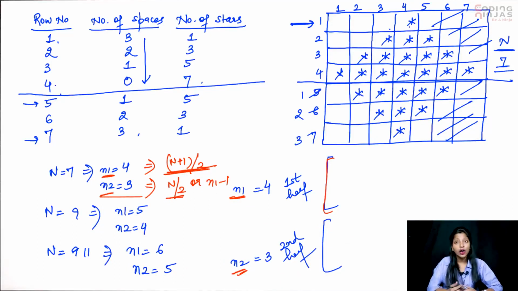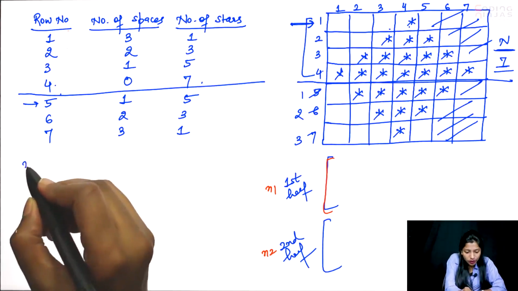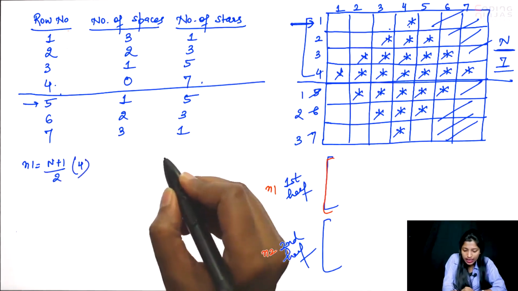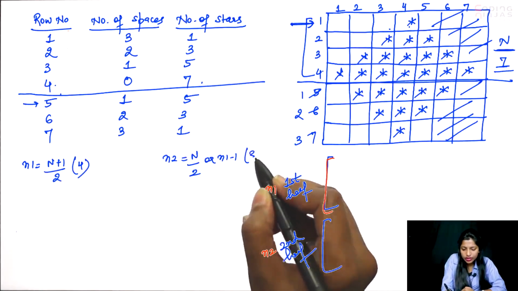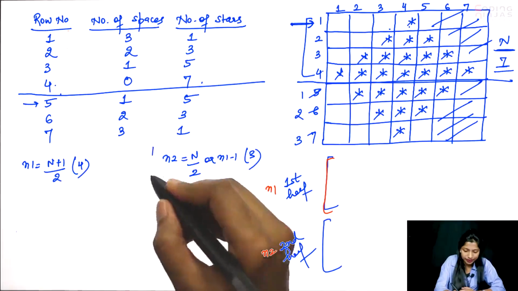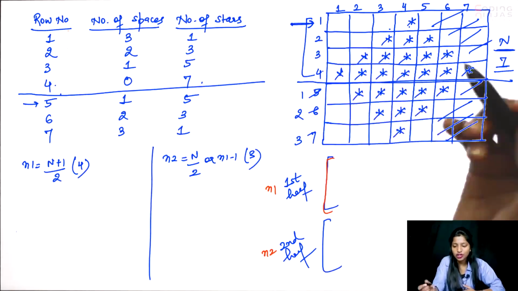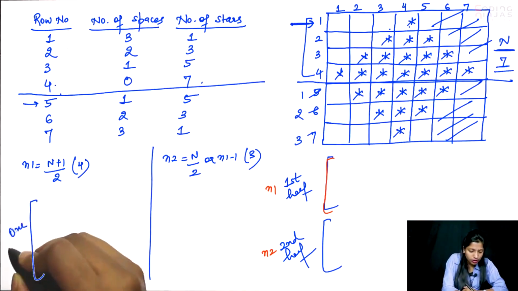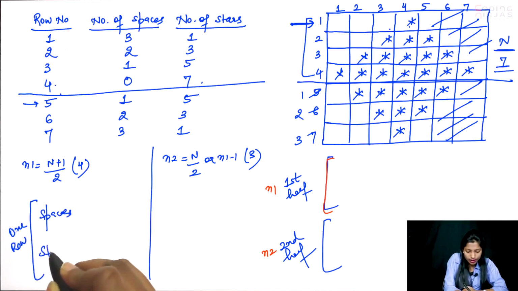Now we know how many rows we need to deal with in the first and second half. Let me clear this first now. Okay, so the value of n1 is (n plus 1) by 2, which is 4 in our case, and n2 is equal to n by 2 or n1 minus 1, which is 3 in our case for n equal to 7. Okay, now let's focus on the first half of our pattern, and we know in each row we need to first print spaces and then stars. So one row should have first a few spaces and then a few stars, right?